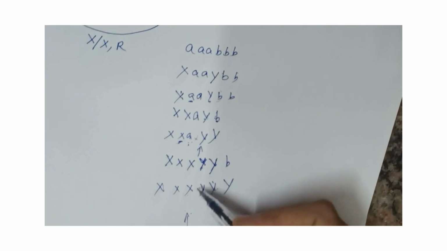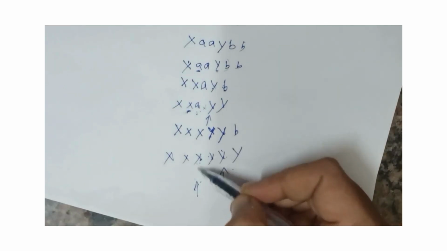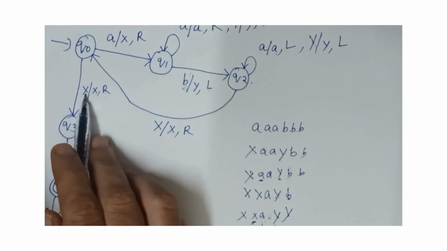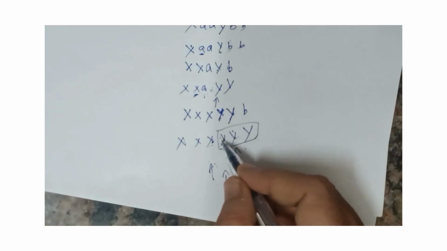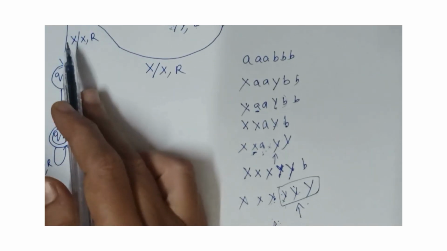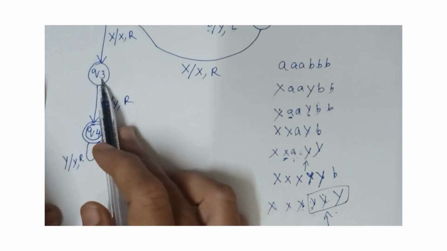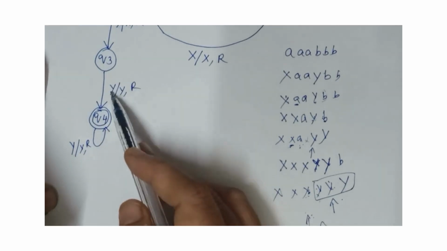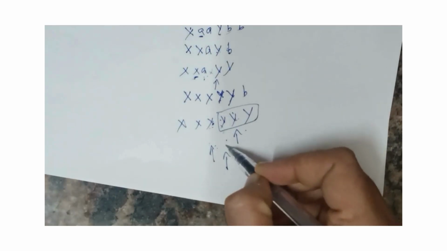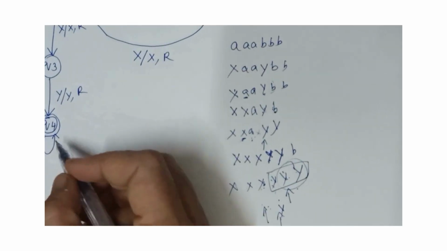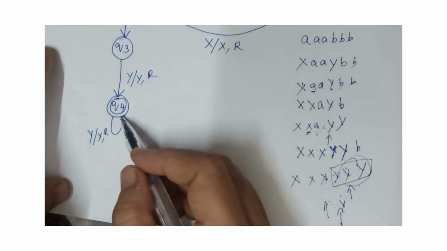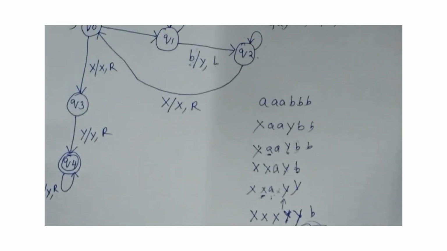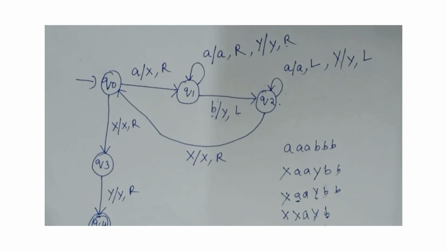Now we will come here, X. Read X, write X, move to right. Now we move to Y. That many Y's should be read and written. First we are changing from X to Y, so change the state from Q3 to Q4. Read Y, write Y. Now all Y's should be read, so we will make a loop here. Read Y, write Y, move to right until we reach the halt state. So this is the transition diagram for the language A power n, B power n.